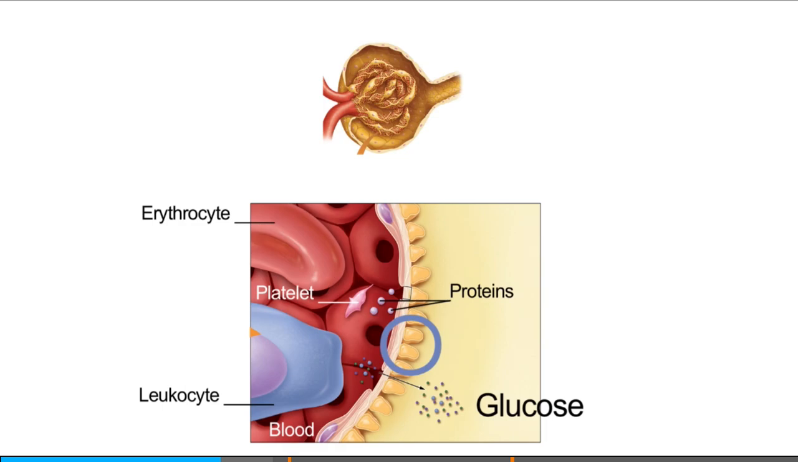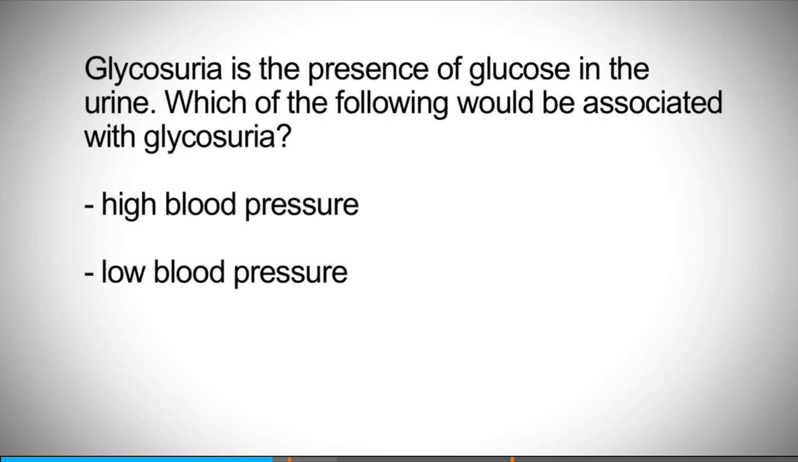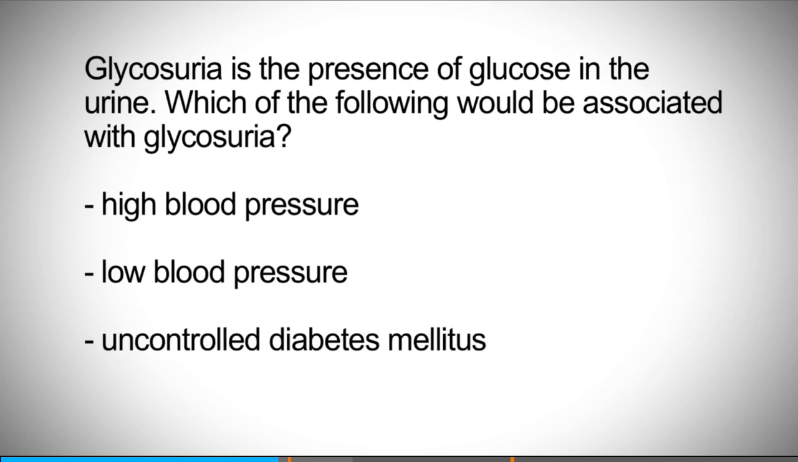Glucose easily passes during filtration and must be reabsorbed. These mechanisms can become overwhelmed if blood sugar levels are too high. Glycosuria is the presence of glucose in the urine. Which of the following would be associated with glycosuria? High blood pressure, low blood pressure, uncontrolled diabetes mellitus, dehydration.